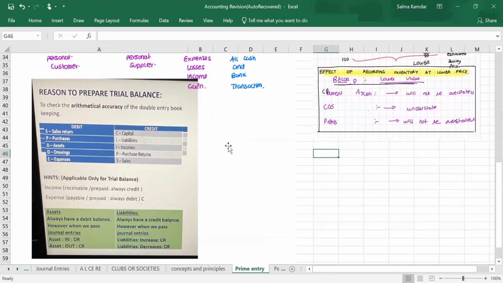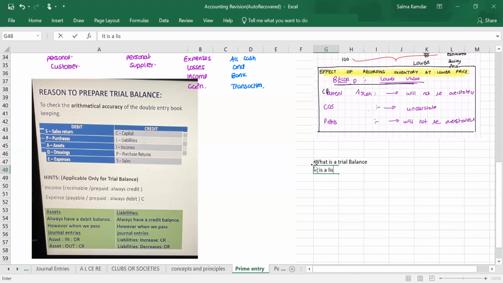Okay, so what is basically there in your trial balance? What is a trial balance? It specifies what is debit and what is credit. What items are debit and what items are credit. So it's a list of the balances of the accounts at the end of the day. Yes. Okay, so it is the list of balances of accounts.